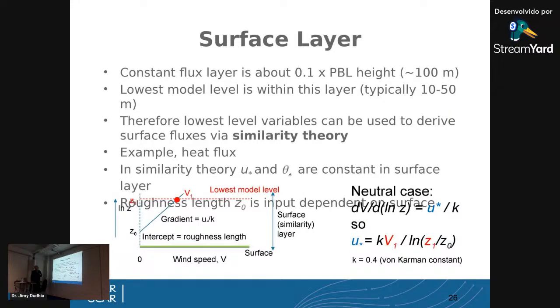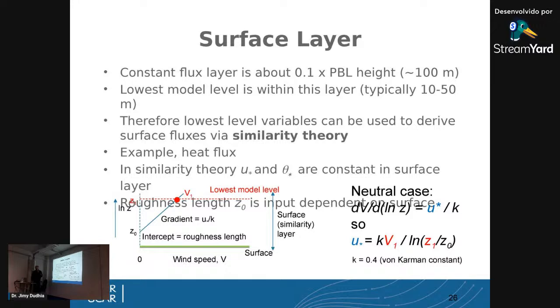So the surface layer scheme is a constant flux layer of about 1/10 of the PBL height, of the order 100 meters in the daytime. The lowest model level is usually within that layer, so when you're on the surface layer, you have to have the lowest model level below 100 meters to make this work well. Typically, we have our lowest level between 10 and 50 meters above ground. Therefore, the lowest level variables can be used to derive surface fluxes via similarity theory. If the lowest level is within the surface layer, the lowest level values of the model wind, temperature, and moisture can be used to derive a surface flux using similarity theory.